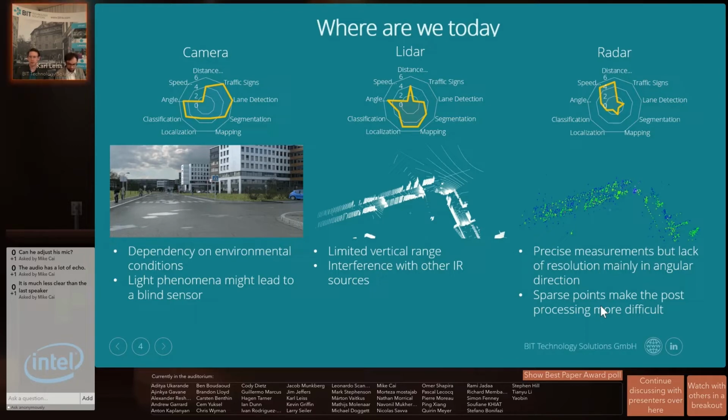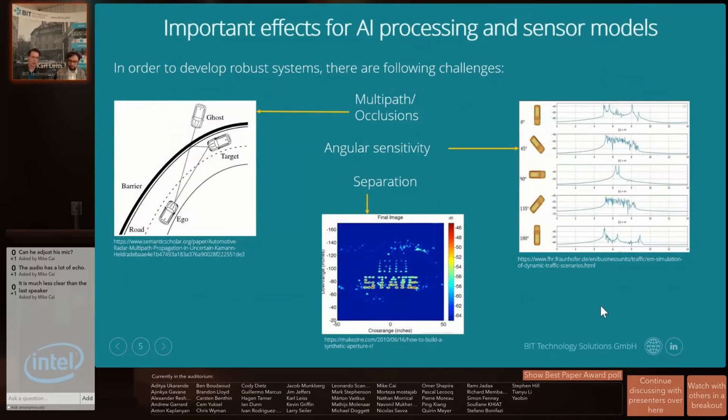However, they're also not that precise in angular resolution, and they deliver typically after a lot of post-processing steps, which we will outline later, just sparse points. And that makes it kind of interesting and challenging for the AI training because you only have a limited amount of points. With that, I hand over to Matteo, who will talk about the more technical things.